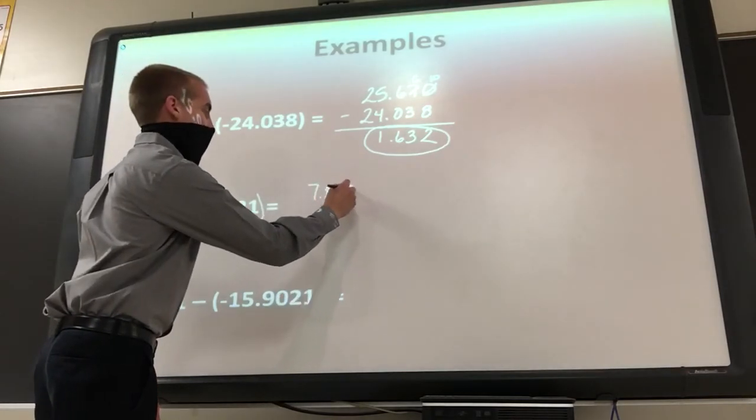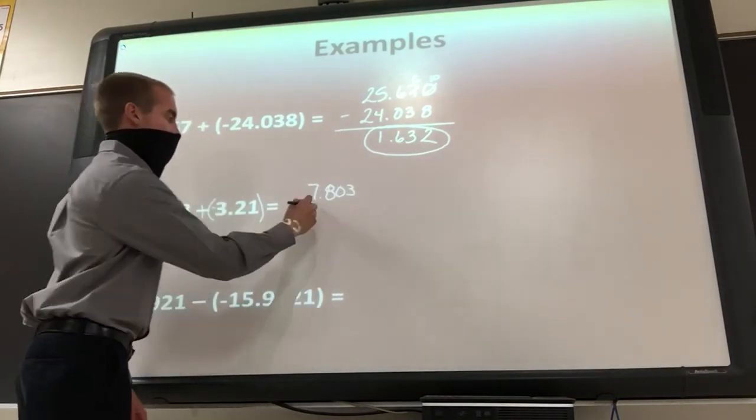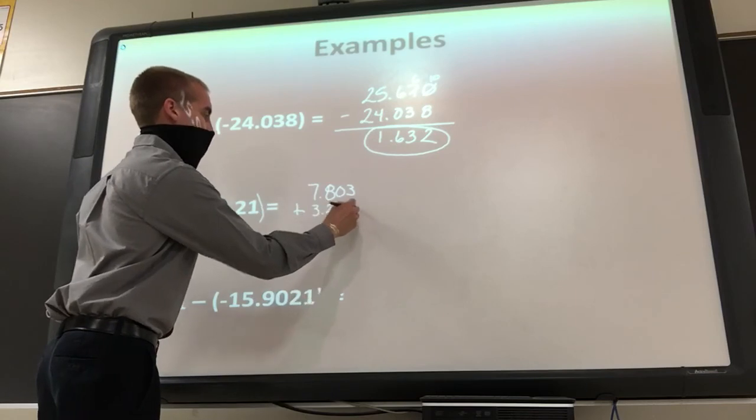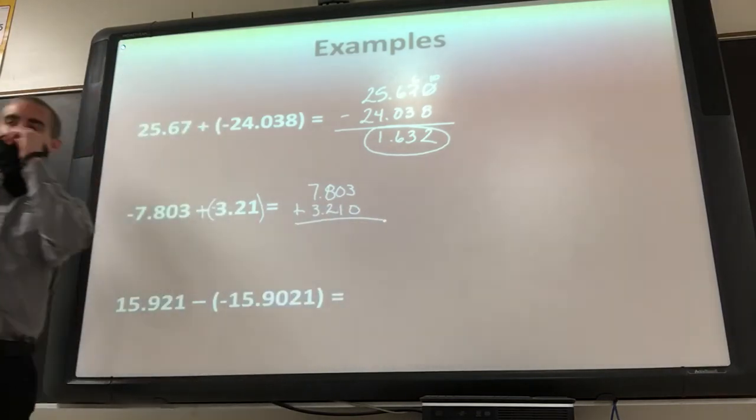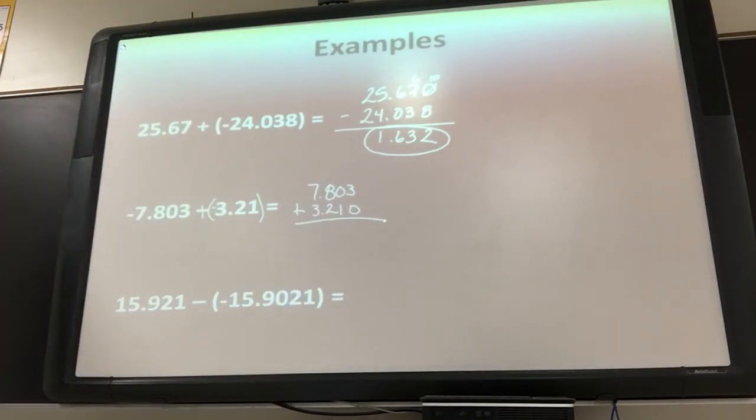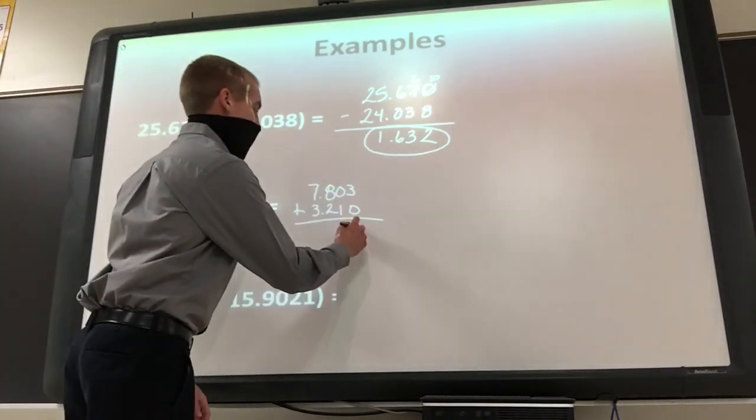So we're actually going to do 7.803 plus 3.21. We're actually going to add them. So a lot of people subtracting them. Is our answer going to be positive or negative? What's the bigger number? Bigger number is negative, right? So our answer is going to be negative as well. So add these and then make your answer negative.